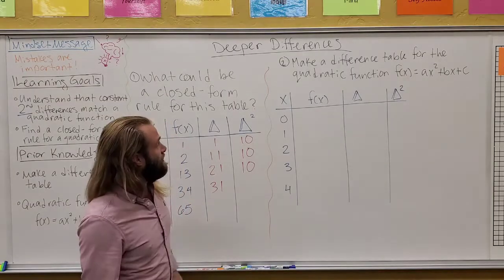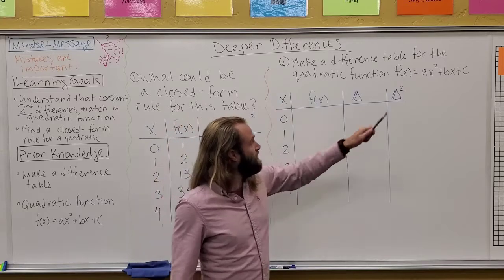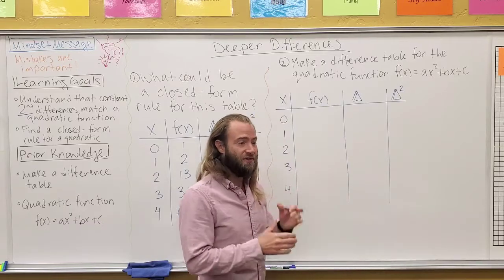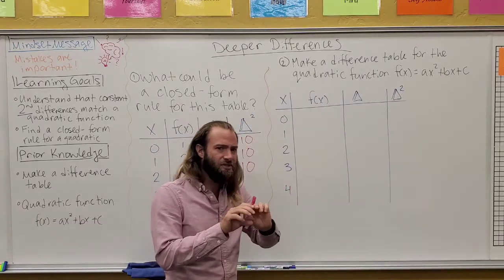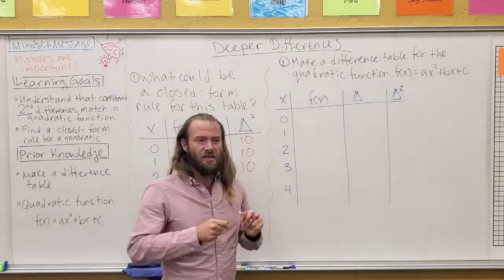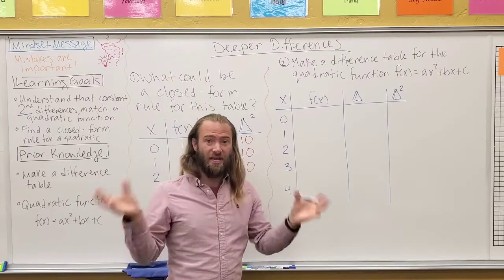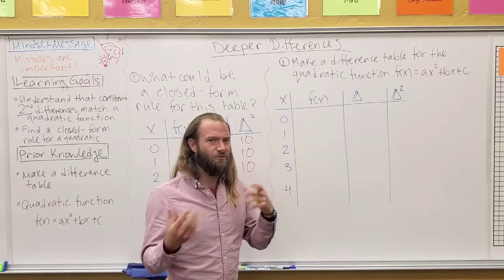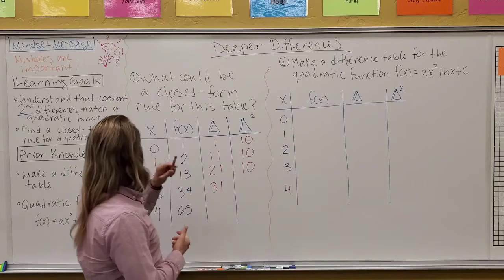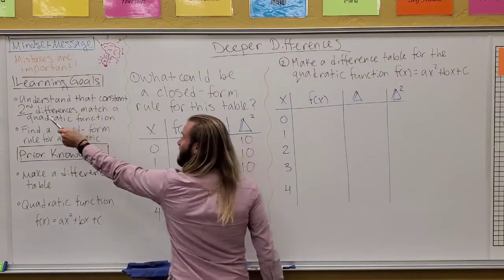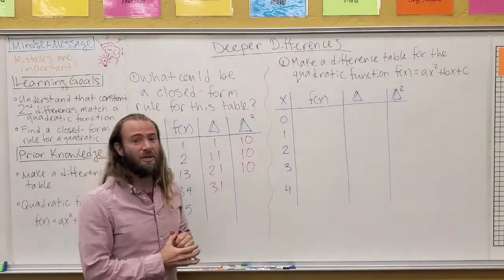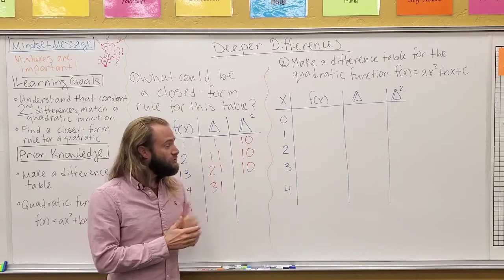Okay, so I've set this next thing up for us. Make a difference table for the quadratic function f of x equals ax squared plus bx plus c. So you'll notice I did not put specific numbers in there for a, b, and c. So instead of asking about what's the specific difference table for like this particular quadratic, what we're kind of saying is let's make a general difference table that represents all quadratics, and it'll help us figure out formulas for pieces of this that are important. And in the end, we'll actually be able to prove the statement we made that second differences always match a quadratic function, but it'll also give us a tool to use to be able to actually figure out those closed form rules. So let's dive in here.